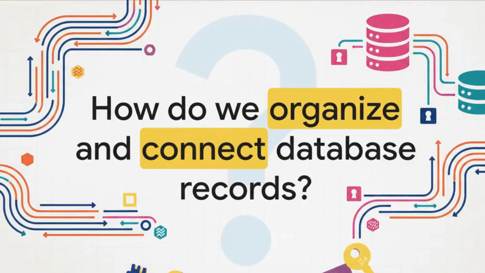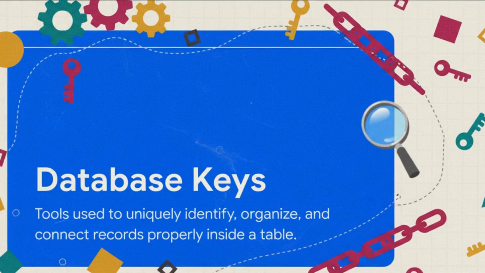And that brings us to a really fundamental architectural question. How do we properly organize and connect millions of database records? I mean, when you have tables packed with thousands or even billions of rows of information, how does the system know, mathematically speaking, which exact row belongs to you? Well, the answer lies in database keys.